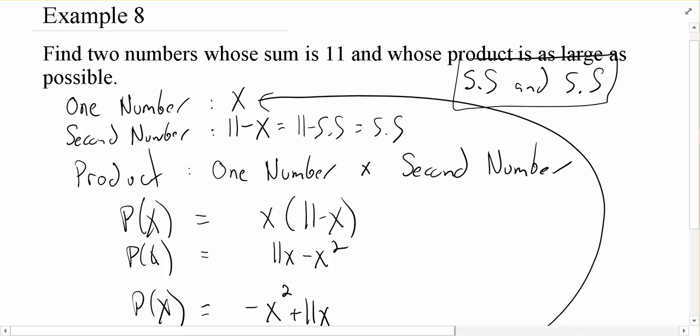Now I wanted to walk through this example to point out that this is a situation in which we are making the product as large as possible. We're only being asked about the numbers. We were never asked what the product was, so we never needed the y value of the vertex.